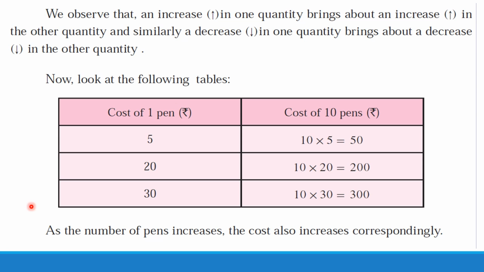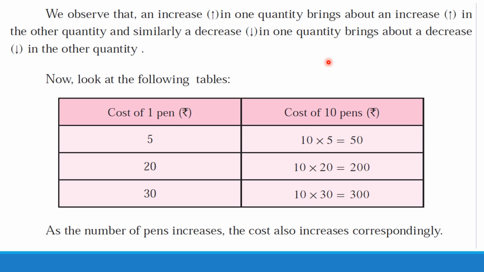From that, we observe that an increase in one quantity brings about an increase in the other quantity. Likewise, a decrease in one quantity also brings about a decrease in the other quantity. That is, when one quantity increases, the other quantity also increases. When one quantity decreases, the other quantity also decreases. That is direct proportion. Here you see some examples.